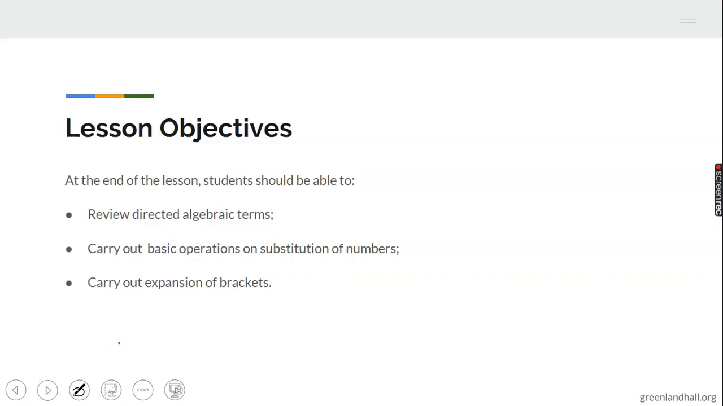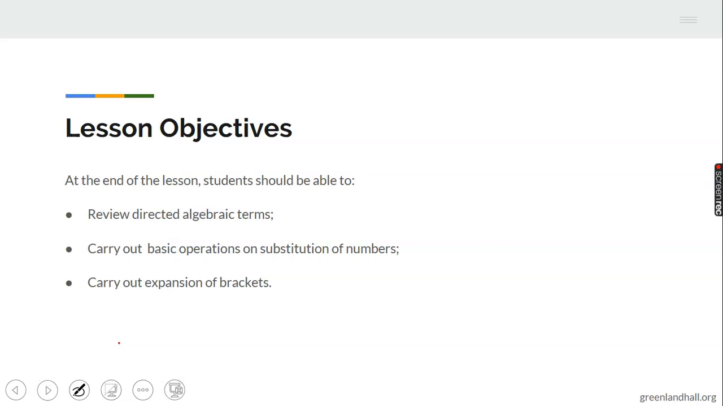Okay, let's look at the lesson objectives. After this lesson, you must be able to solve problems regarding directed algebraic terms. You must be able to carry out basic operations on substitution of numbers, and you must be able to carry out expansion of brackets. Let's have a recap of the last class.